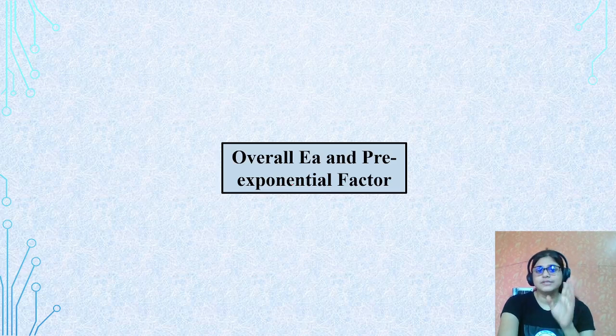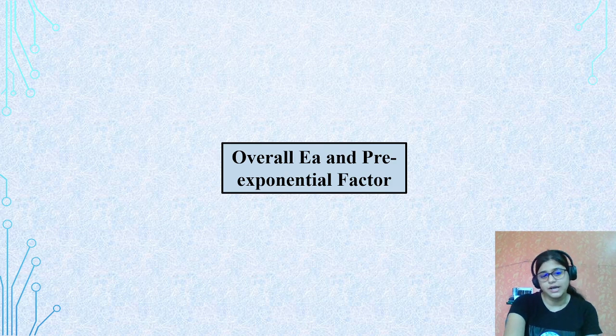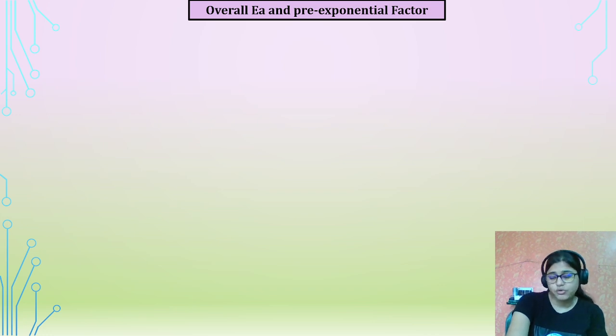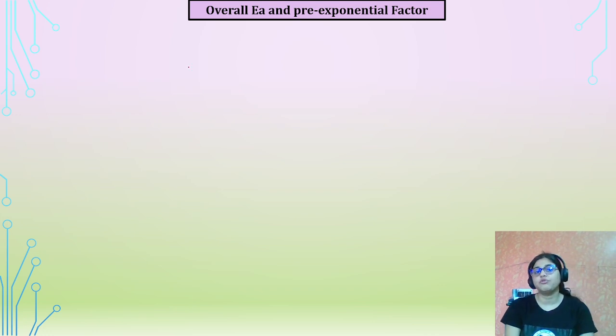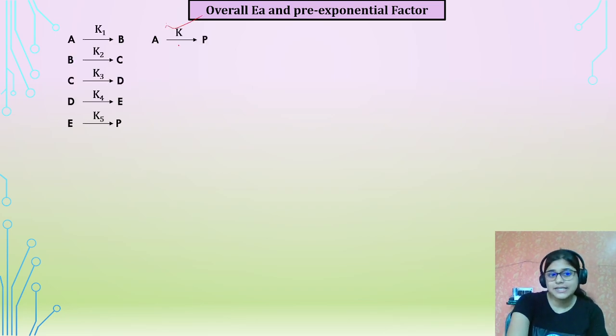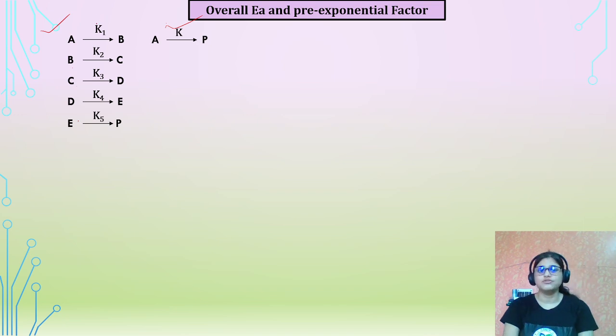Now, one simple thing I want to show you, because questions are asked from here also: overall EA and overall pre-exponential factor. In which cases do we need this overall EA or overall pre-exponential factor? Let's see, this kind of complex reaction is going on, with various steps. For the A to P reaction, there are five steps, and the associated rate constant values are these.